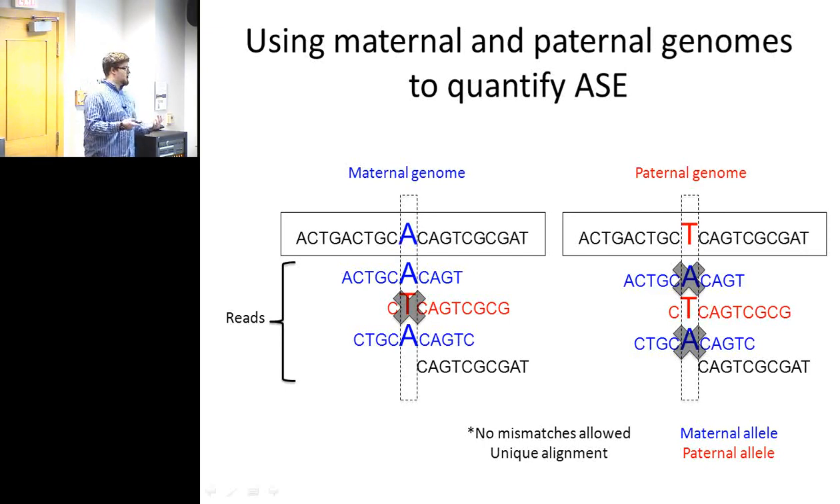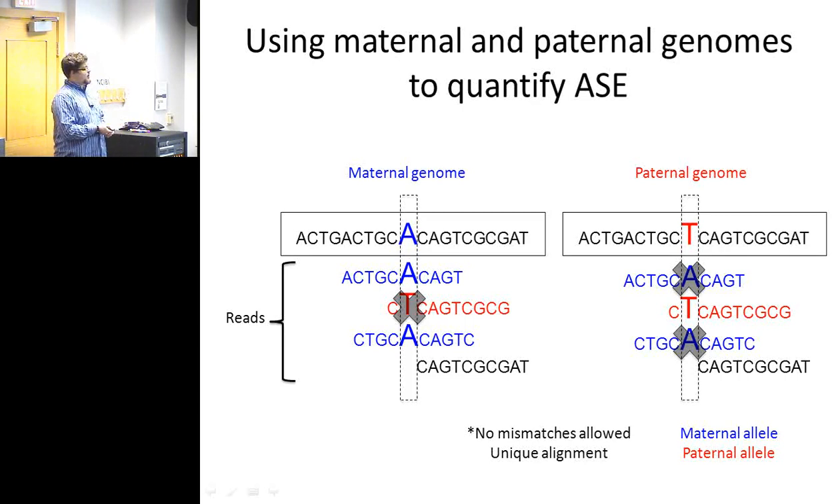Then we ask for a sequence read, did it uniquely align to one or the other genome? So in this case, this read, allowing no mismatches, because here there's really no need to allow mismatches to accommodate some reference allele, as that's represented by the genome, the allele-specific genome itself. So here we would see that this read, in fact, aligns uniquely to the maternal genome, but because of this mismatch, would not align to the paternal genome. We use that as evidence that a read is coming from the maternal genome.